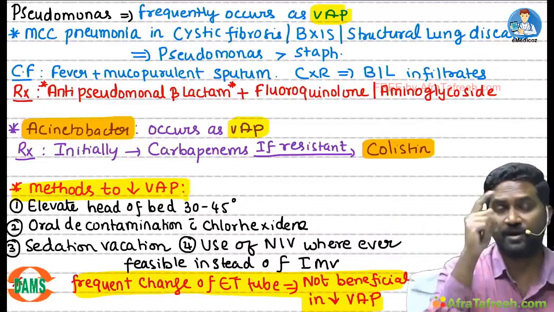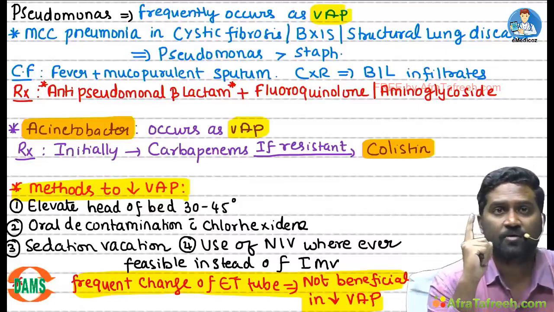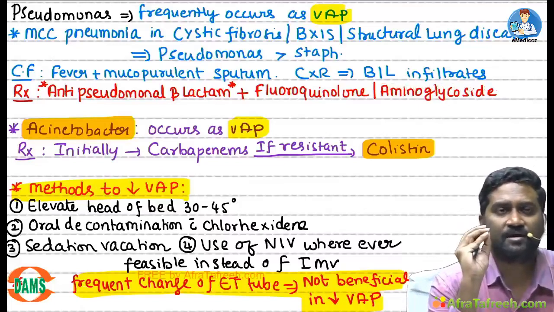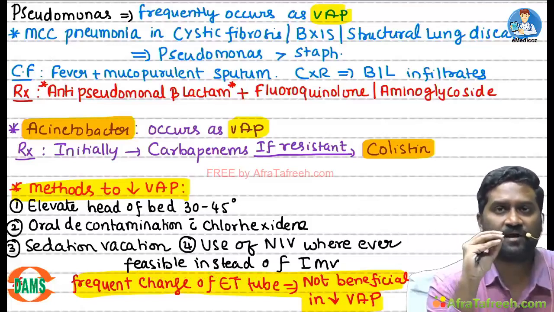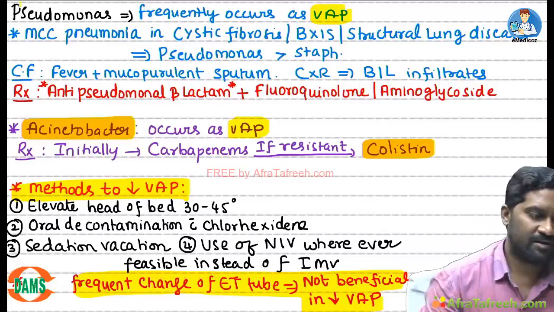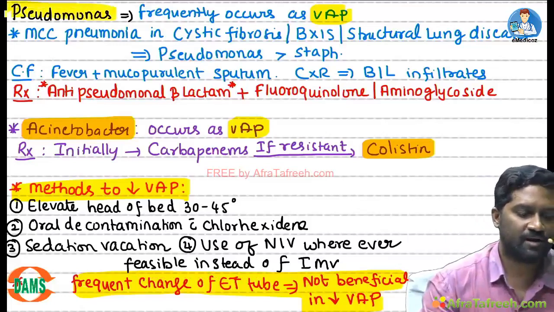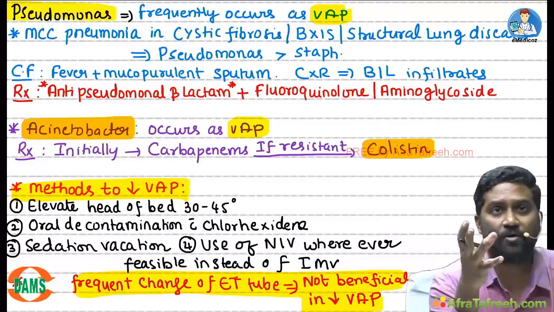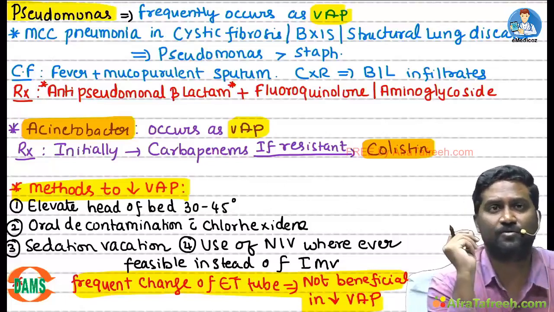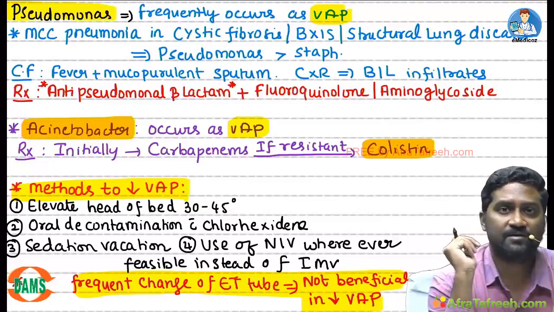Elevate the head of the bed 30 to 45 degrees. Oral decontamination with chlorhexidine. Sedation vacation. Use of NIV wherever feasible instead of IMV. Frequent change of endotracheal tube is not beneficial in reducing VAP. So in this slide we have discussed ventilator associated pneumonia, the mechanisms, how to avoid it, and the common organisms, what to give for Pseudomonas, what to give for Acinetobacter.